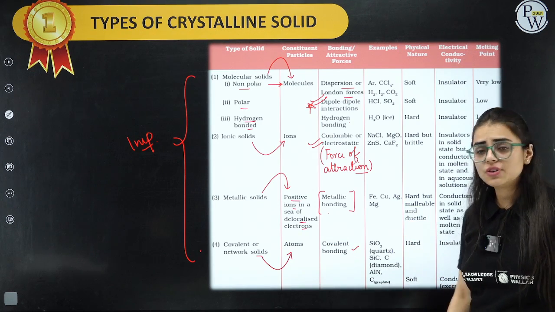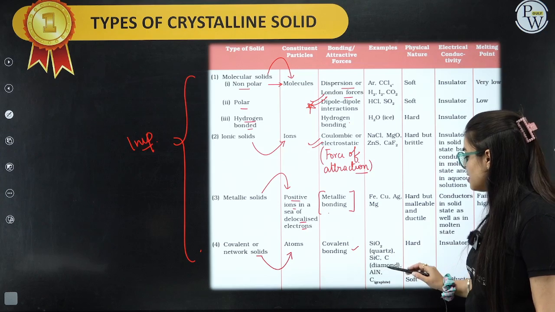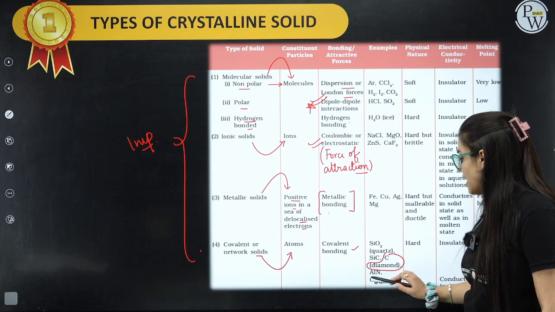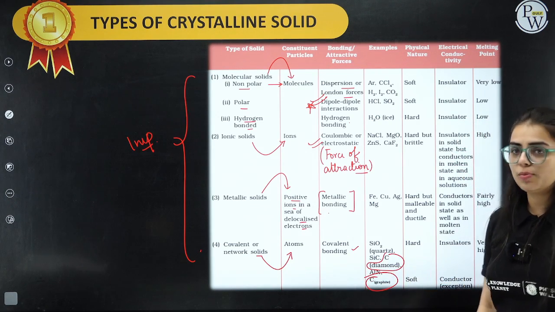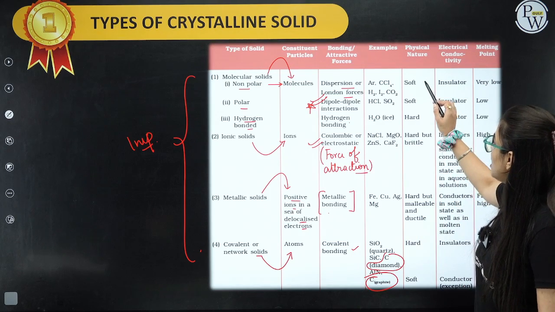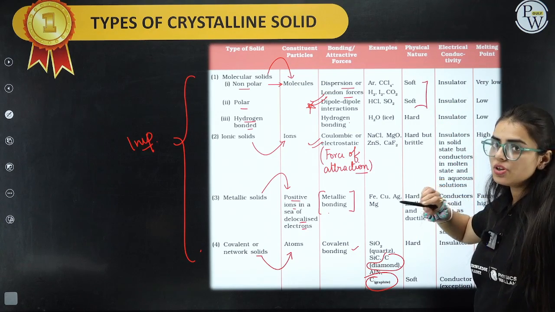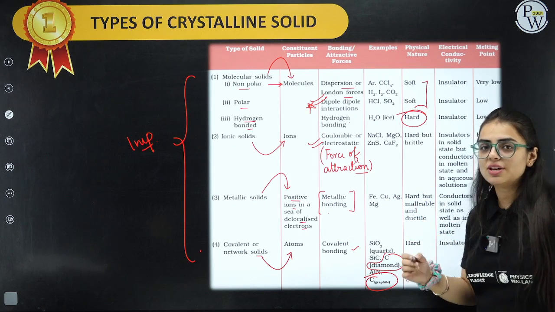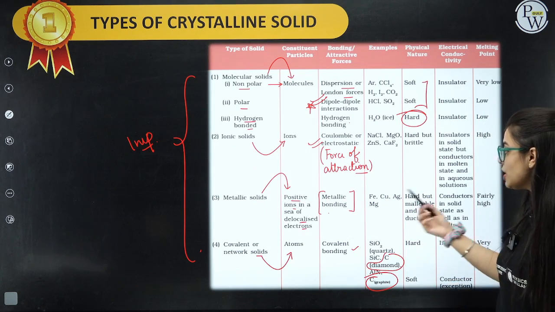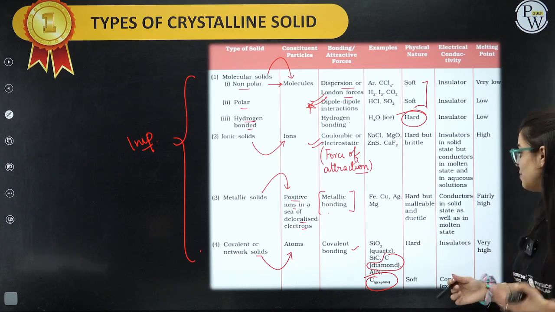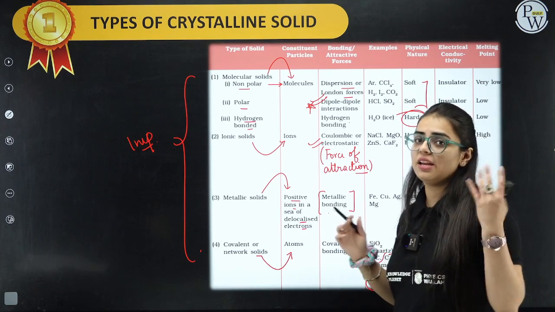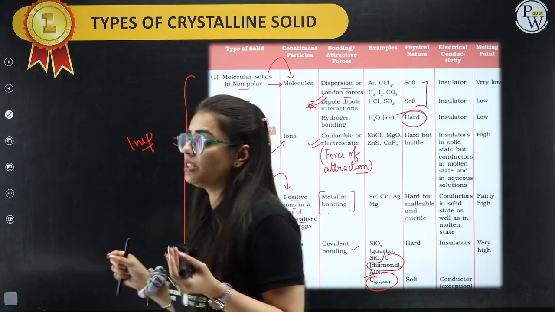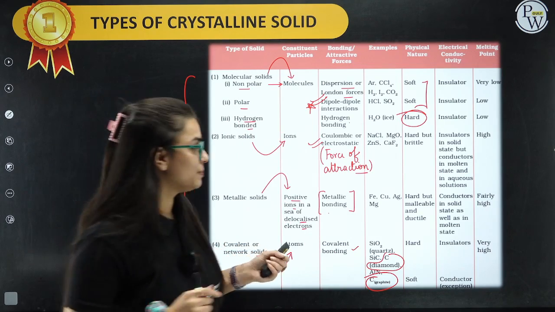In covalent or network solids, we have SiO2, SiC, carbon in diamond form and carbon in graphite form. Now, let me tell you about the nature. In nature, non-polar and polar ones are soft, but hydrogen bonding ones are hard, okay? Ionic solids are hard but brittle. Metallic ones are hard but malleable and ductile. Malleable and ductile means you can convert them into thin sheets and thin wires, right?